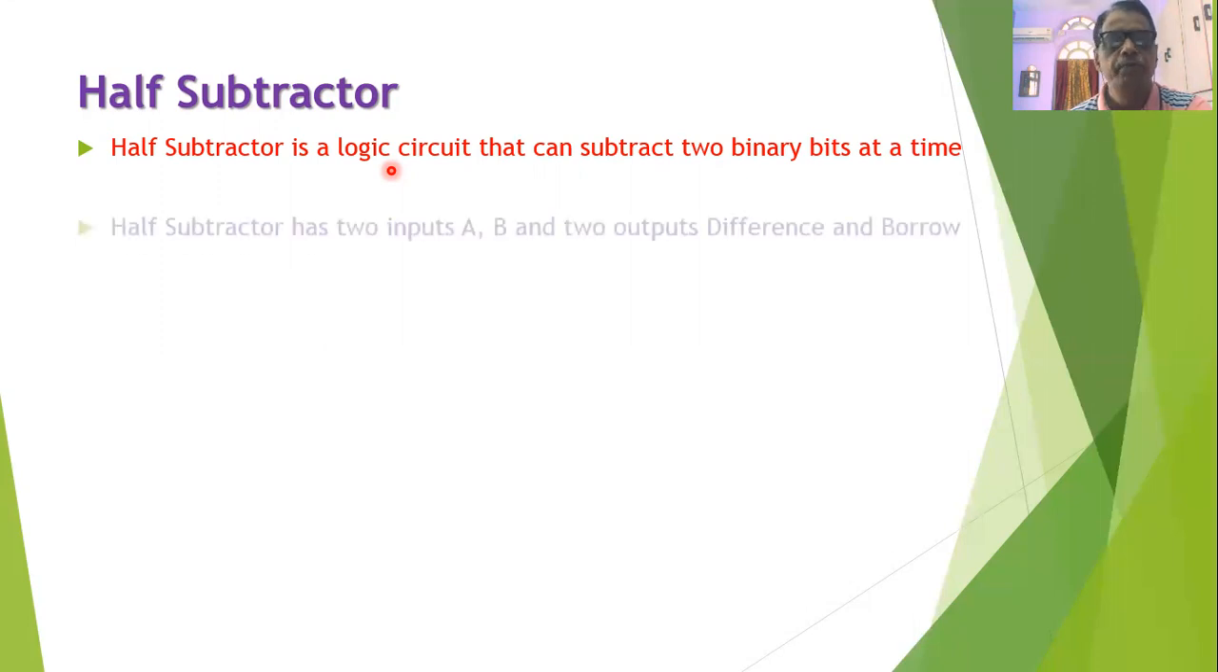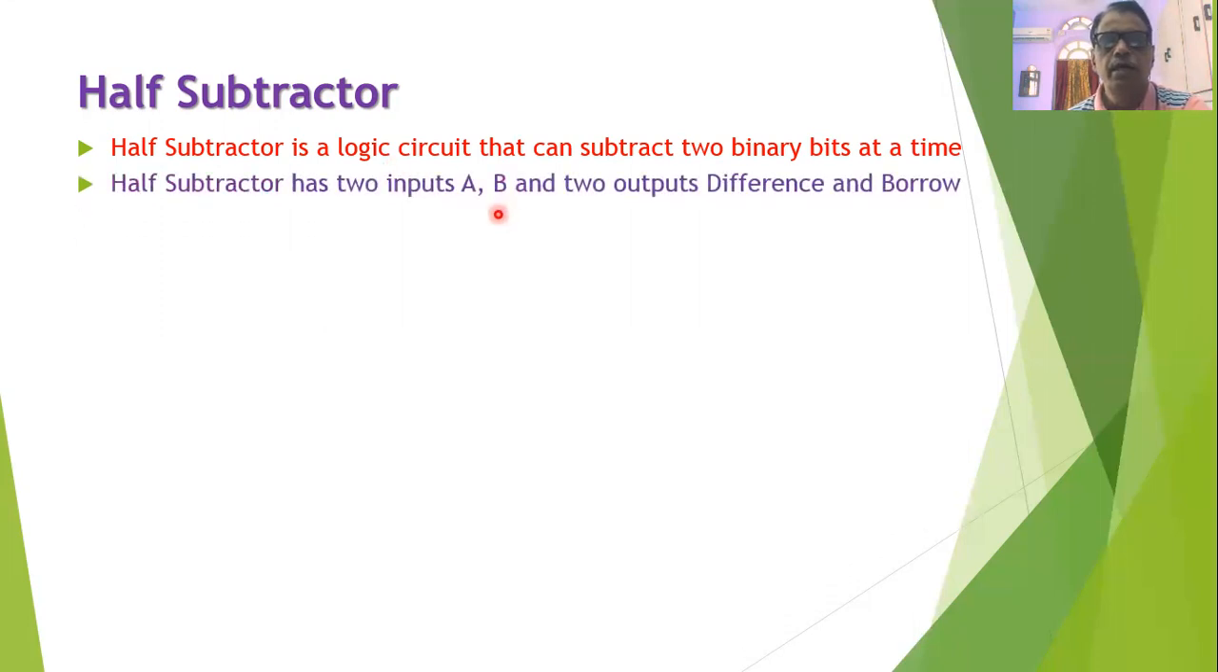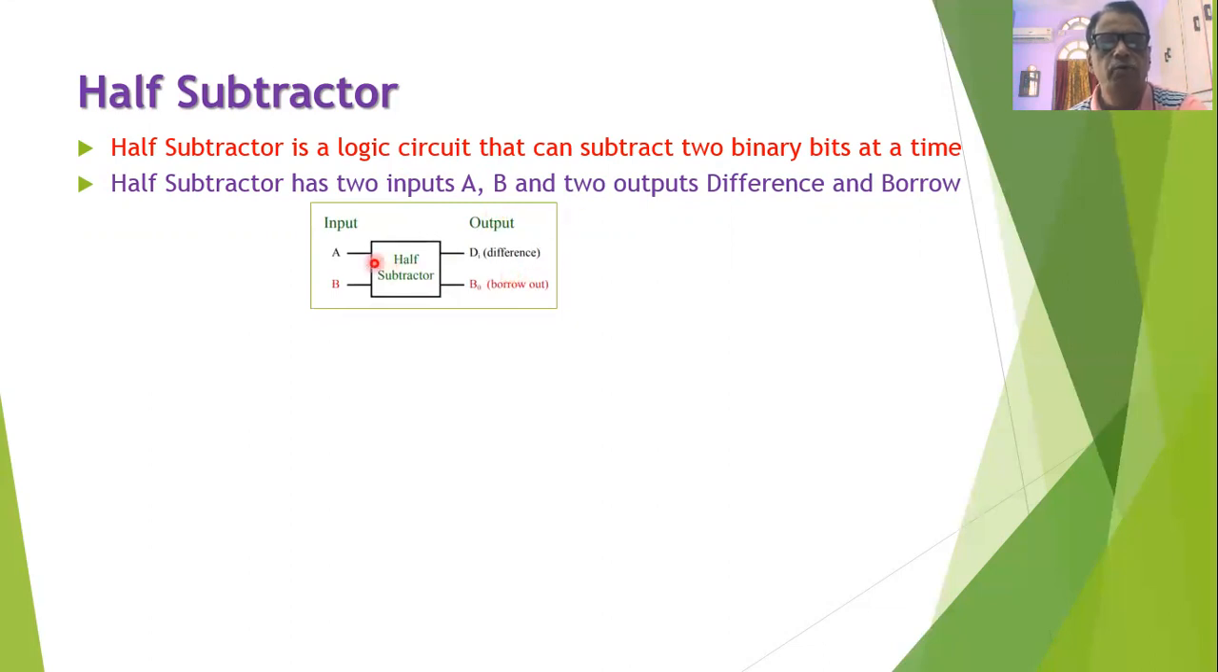at a time. A half subtractor circuit has two inputs, say A and B, and it has two outputs, the difference and borrow. As shown in this block diagram, the half subtractor circuit will have the two inputs A and B. These are the two binary bits that work as input, and at the output we will get the difference and the borrow. This borrow is called the borrow out.